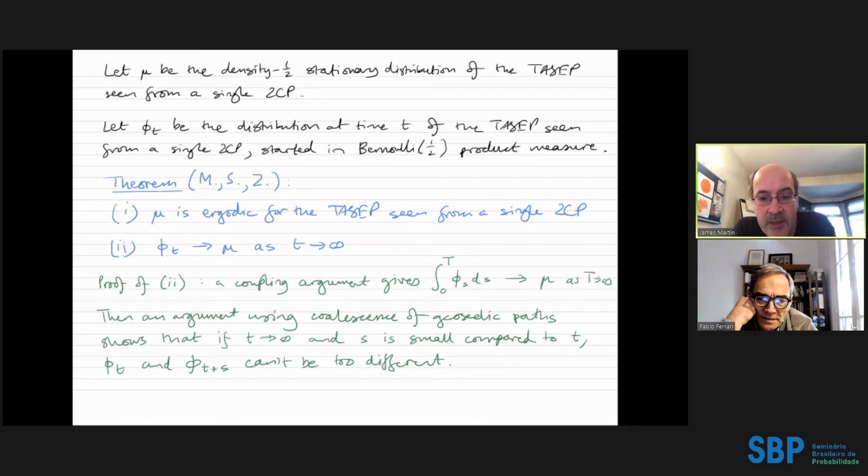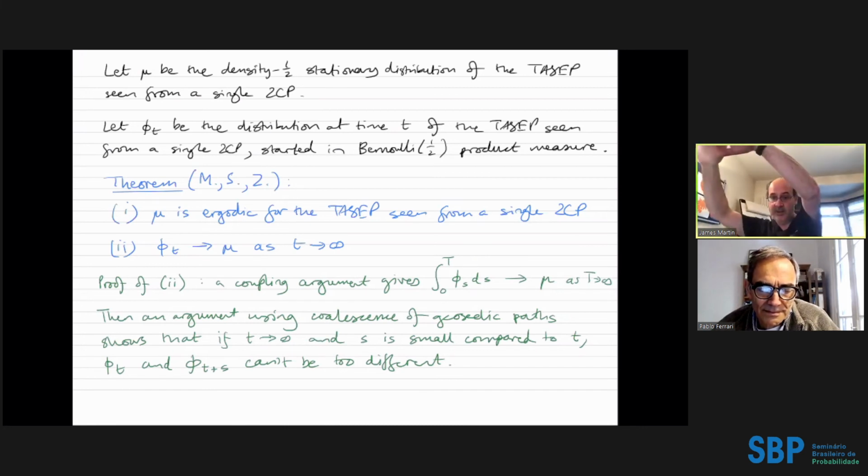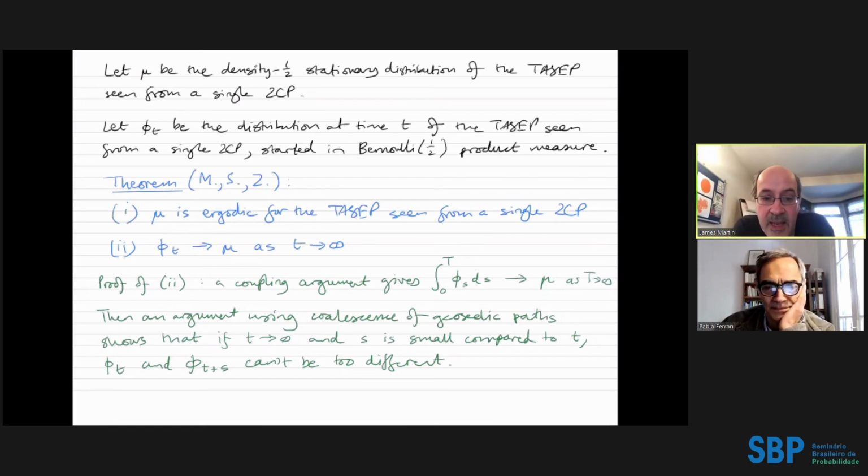So this is where some of the arguments involving coalescence of geodesics come in. Lingfu and Allan are virtuosos of this kind of argument. If we want to compare the measure at time t and the measure at time t plus s, going back to the LPP picture, we think of a geodesic starting at level 0 and one starting at level minus s, and they both go up to level t. So we have two geodesics of slightly different lengths. They start slightly far from each other, but quite quickly they are going to coalesce. With high probability, two geodesics started near each other coalesce quickly, and that tells us the difference between the distribution at time t and at time t plus s can't be too big.